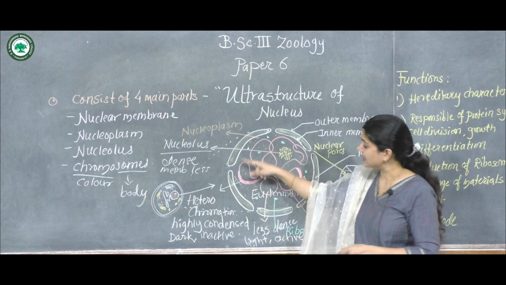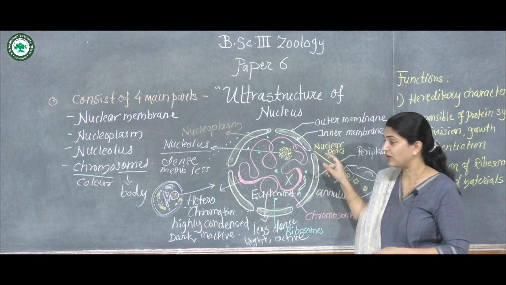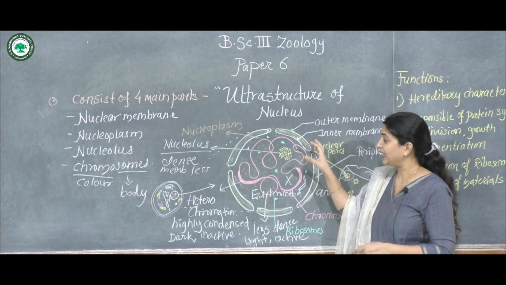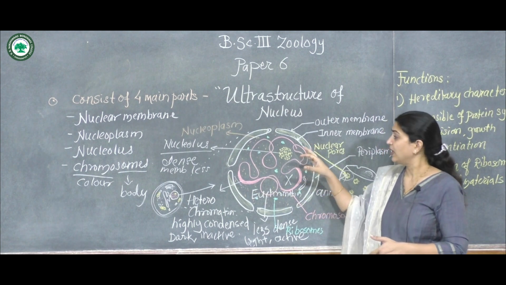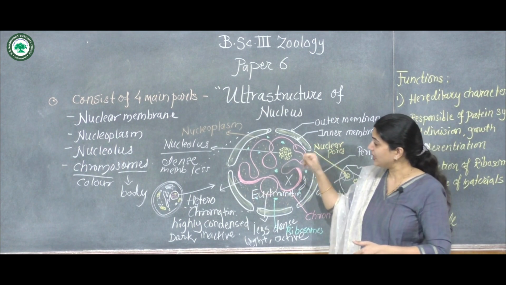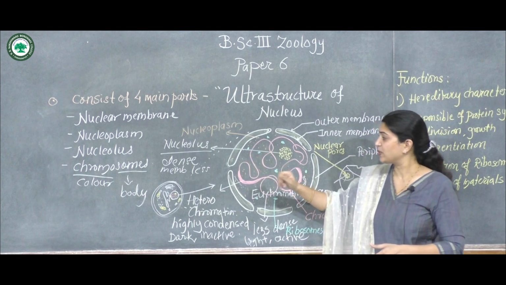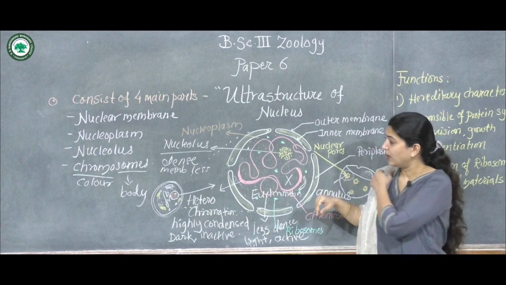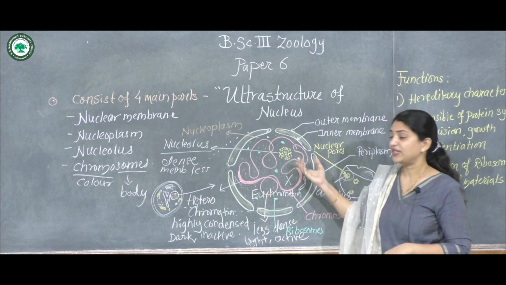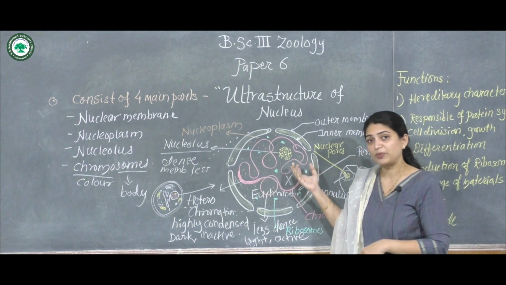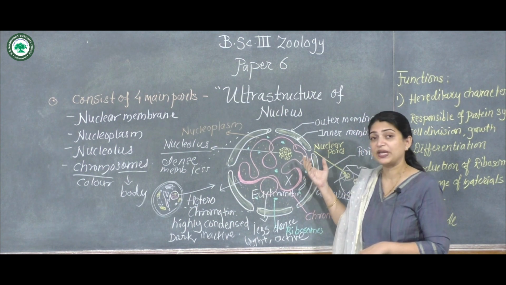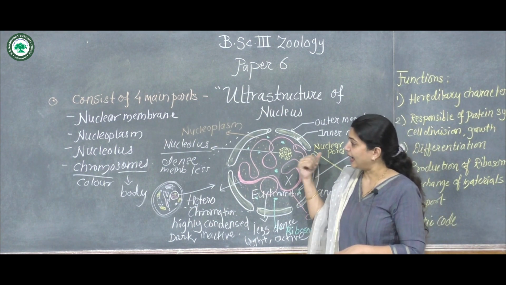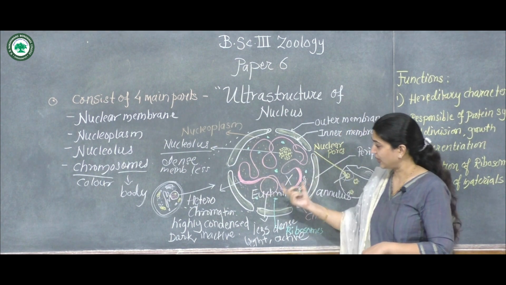Okay, then nuclear plasm, which is a semi-aqueous liquid material present inside the nucleus, in which there are ribosomes, chromosomes and nucleolus structure. Okay, then we have a nucleolus, which is the synthesizer of ribosomes, that is, the factory for producing ribosomes. Okay, and along with this we have a different kind of chromosome.